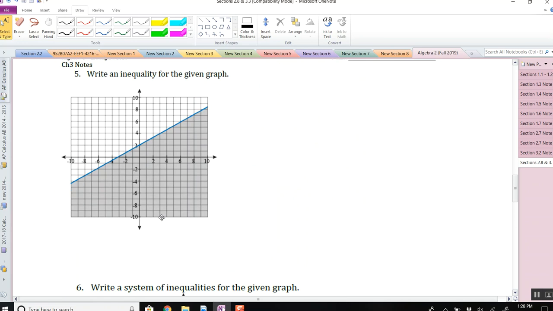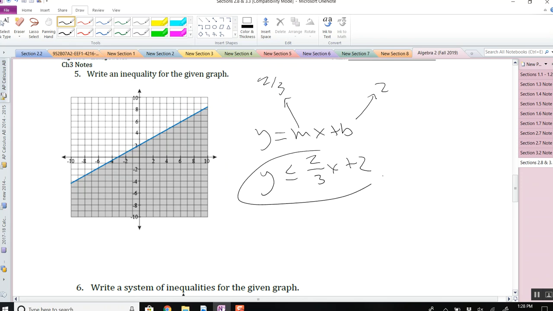Okay, here we're asked to go backwards. This shouldn't be too bad. y equals mx plus b, but we are going to have an inequality, mind you. Looks like our y-intercept is 2. And our slope looks like go up 2/3. You're shading below. And it's a solid line. There you go.